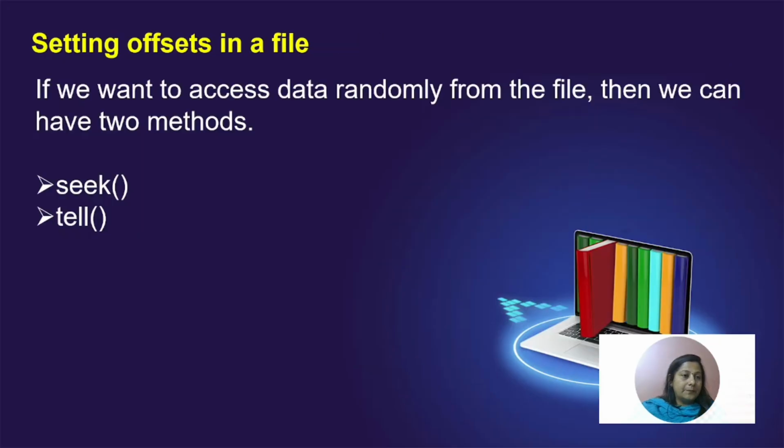The next concept is setting offset in a file. What is the meaning of it? If we want to access data randomly from the file. For example, all the time the cursor will be at the beginning of the file if you want to read or write. But I want to read the data from anywhere. I want to start reading from the 5th position or 10th position. So if you want to access it randomly, there are 2 methods you have to use. One we can call the seek method. Another one is the tell method.